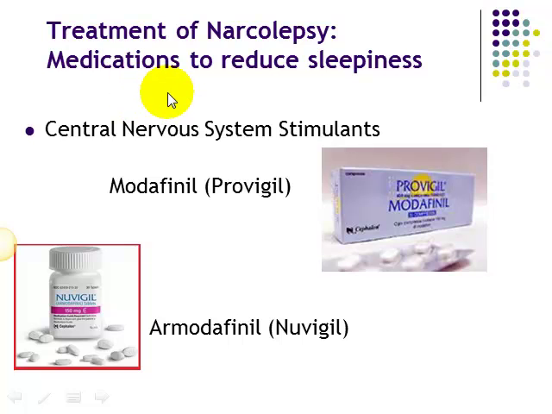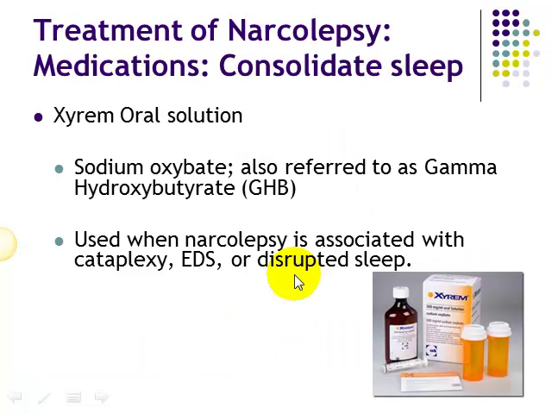So now let's look at the medications. We use medications to reduce the sleepiness. Those are the central nervous system stimulants, such as Provigil or modafinil, Nuvigil or armodafinil. And then we use medications to consolidate sleep at night. That's called Xyrem, which is sodium oxybate. And that drug is used when narcolepsy is associated with cataplexy, increased sleepiness during the daytime, and disrupted, fragmented sleep at night.